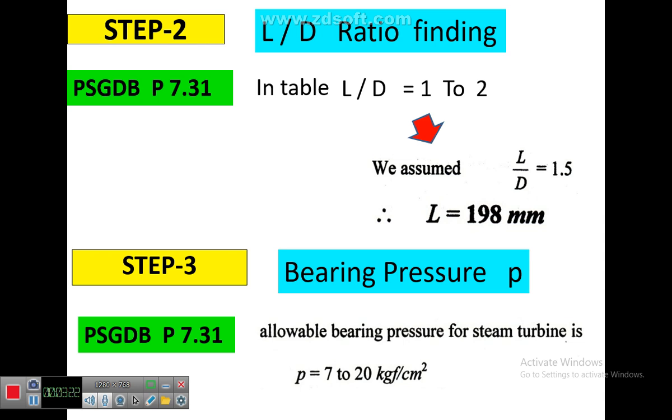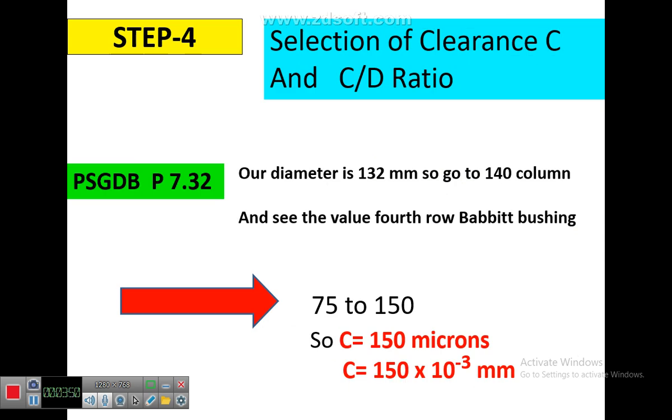Here we can use L by D equal to 1 to 2. We take the average of 1.5, and from that you keep L on one side and D with the 1.5. It is going to be 198 mm. And coming to finding the bearing pressure, from the page number 7.31 table, the allowable bearing pressure for the steam turbine is 7 to 20 kgf per centimeter square.